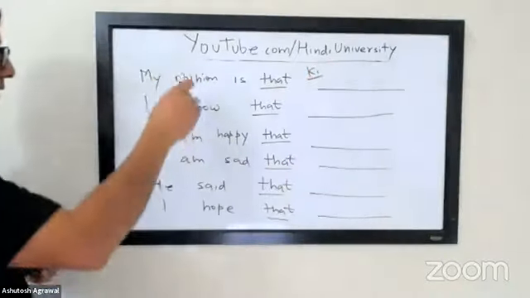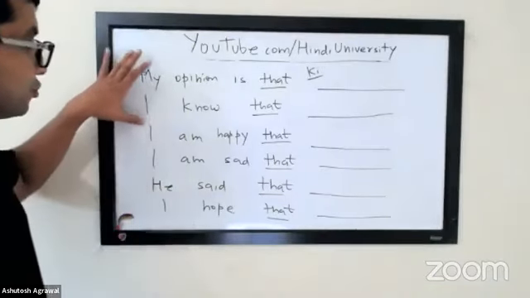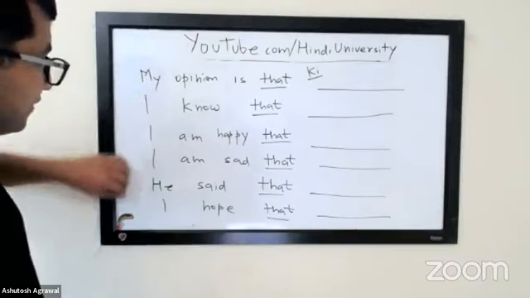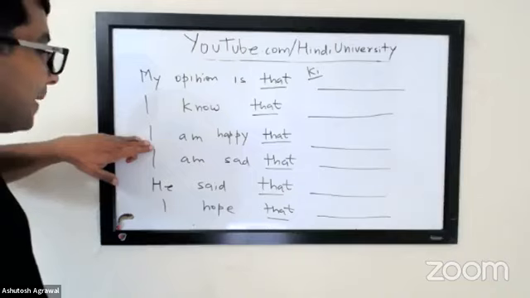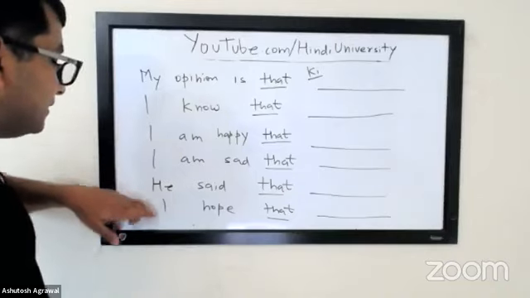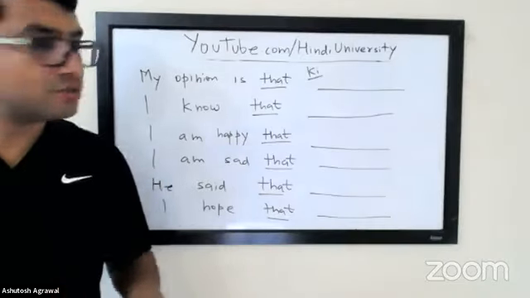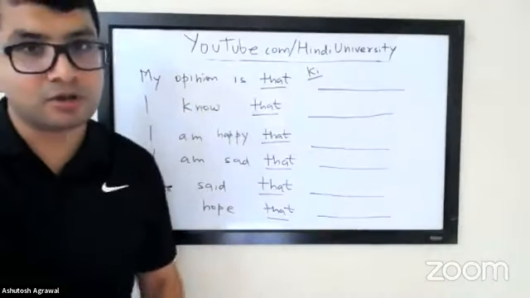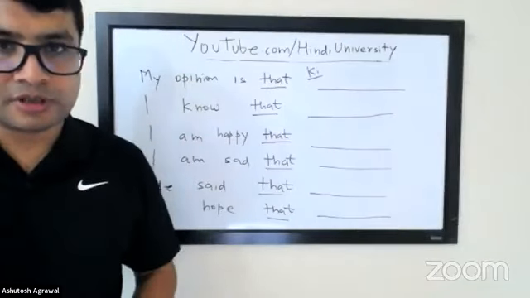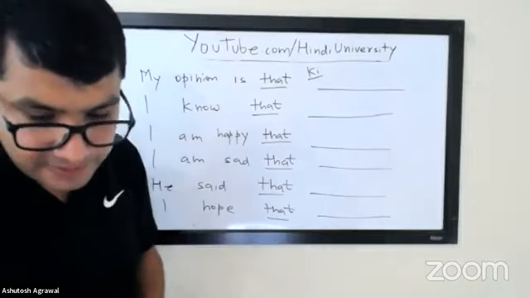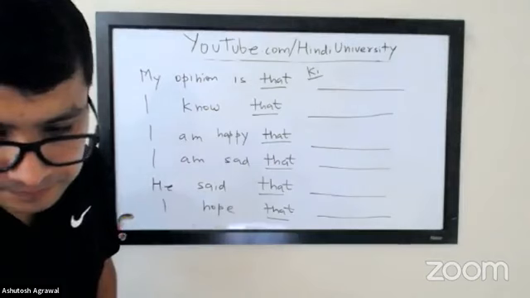Regardless of whatever your level is in Hindi learning, you should know how to say the first sentence: my opinion is that, I know that, I'm happy, I'm sad, he said, and I hope. Write it down, and then we'll go one by one, and I'll ask you to come up with the subordinate clause yourself. Don't go by what I'm saying. Develop your own subordinate clause and write the full sentence, or at least speak it. I'm going to give you some time to write it down.